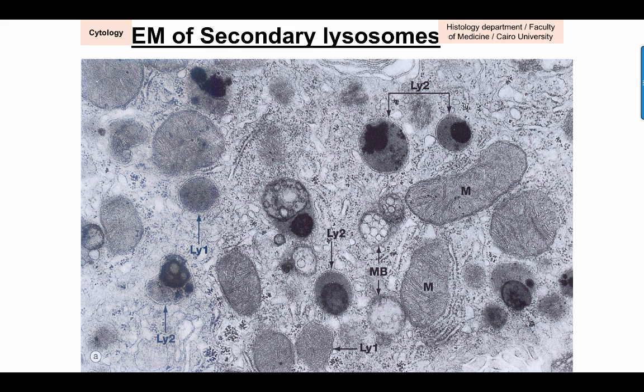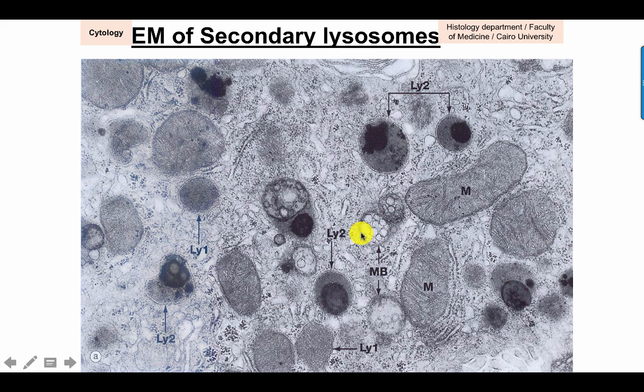After phagocytosis of the solid particle, we have a vesicle inside called a phagosome. Fusion of the phagosome with the primary lysosome will form a secondary lysosome where we have digestion and a heterogeneous appearance, and this secondary lysosome is called a heterolysosome. Here we have also heterolysosomes. All of these are heterolysosomes because we have different electron densities.